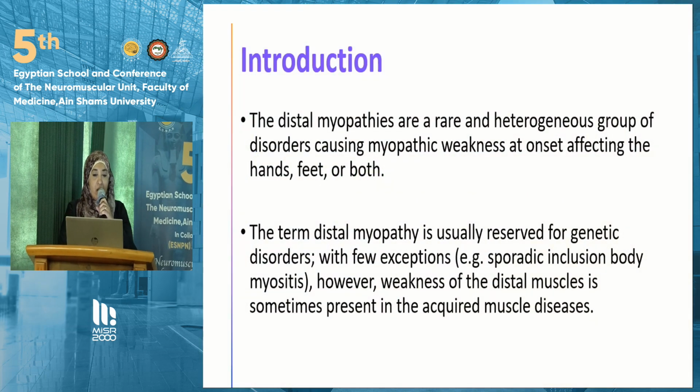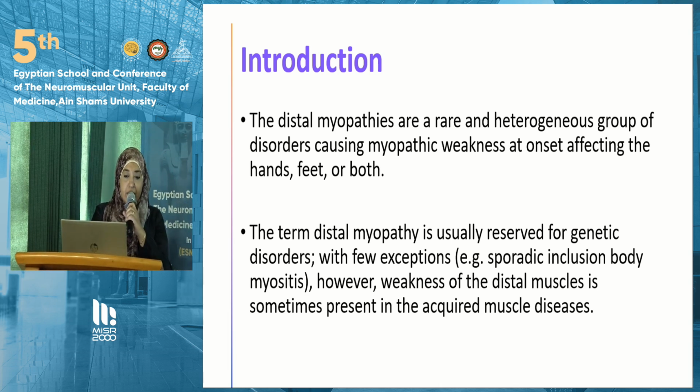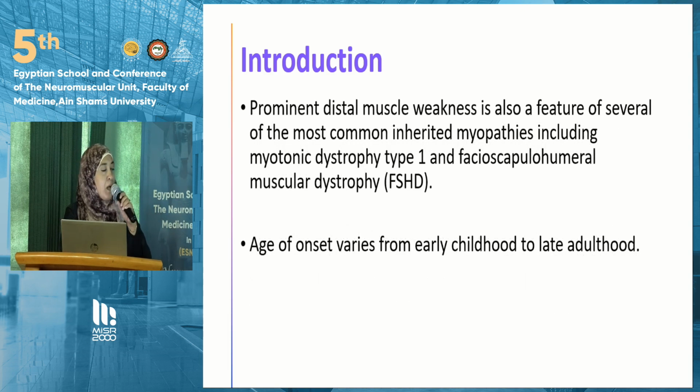The distal myopathies are a rare and heterogeneous group of disorders causing myopathic weakness at onset affecting hands, feet, or both. The term distal myopathy is usually reserved for genetic disorders, with few exceptions, for example, sporadic inclusion body myositis. However, weakness of the distal muscles is sometimes present in acquired muscle disease. Prominent distal muscle weakness is also a feature of several of the most common inherited myopathies, including myotonic dystrophy type 1 and facioscapulohumeral dystrophy. Age of onset varies from early childhood to late adulthood.